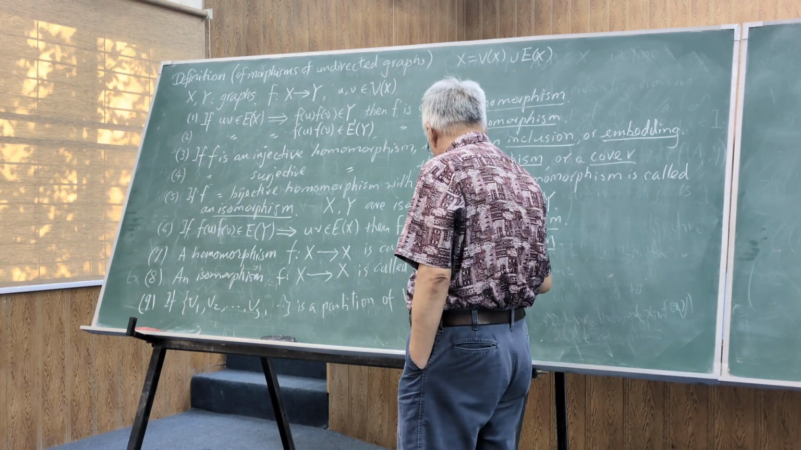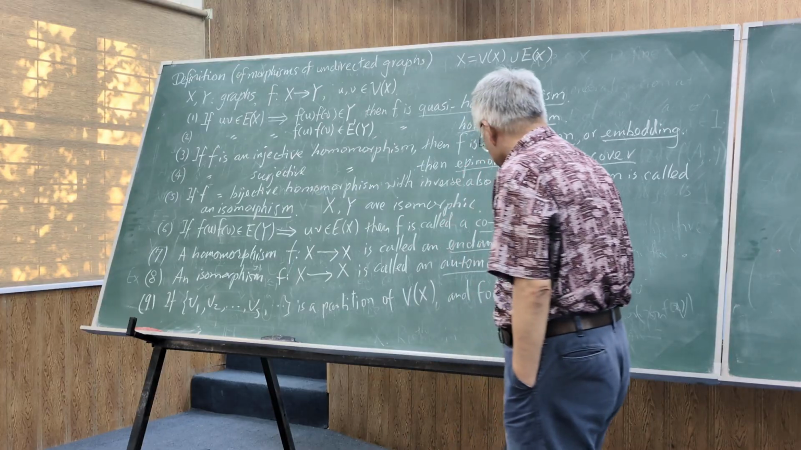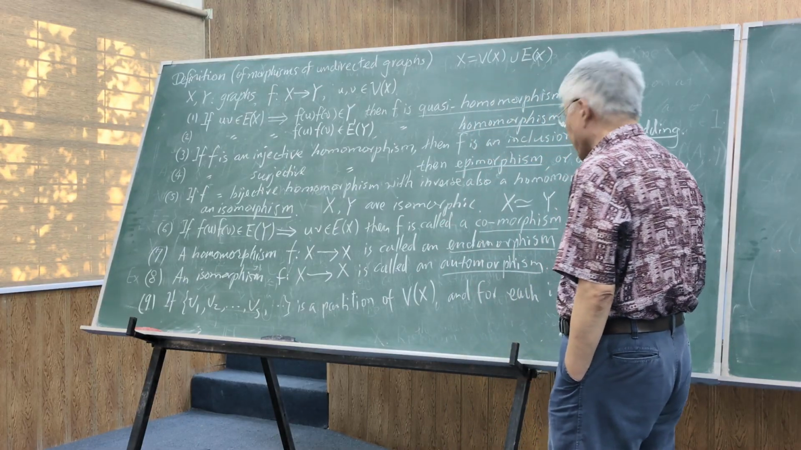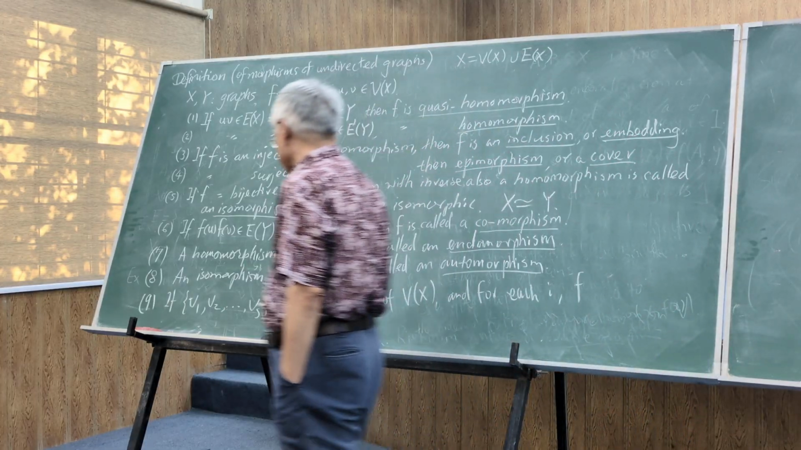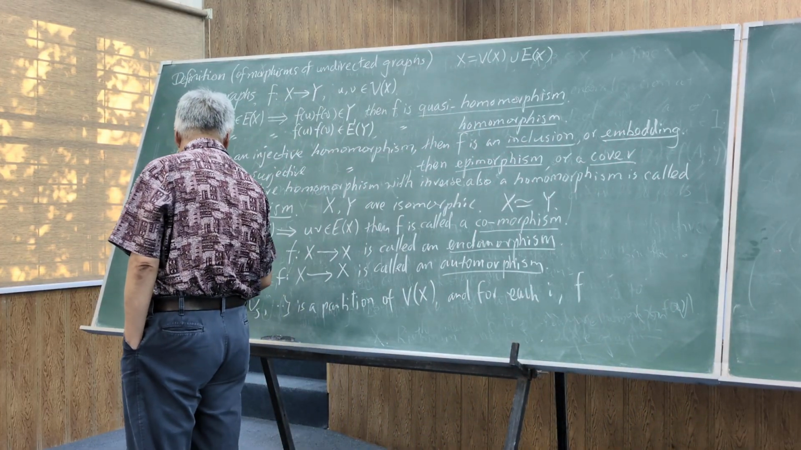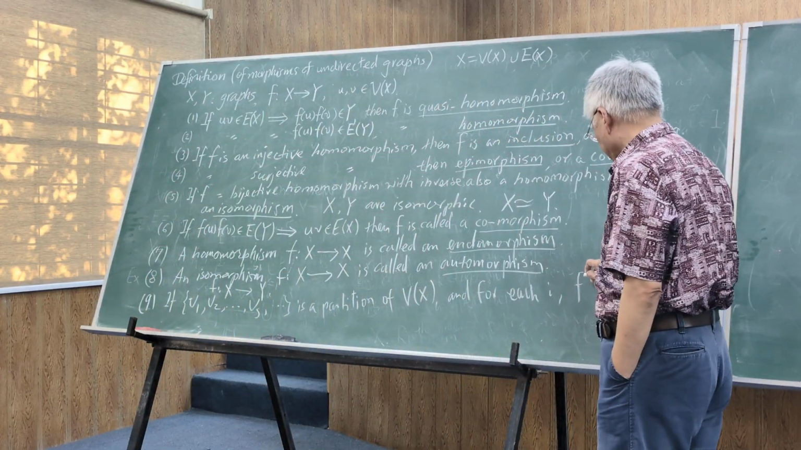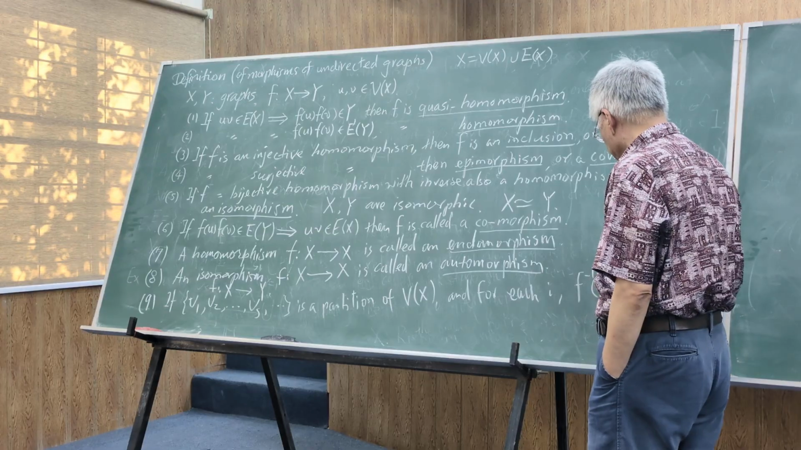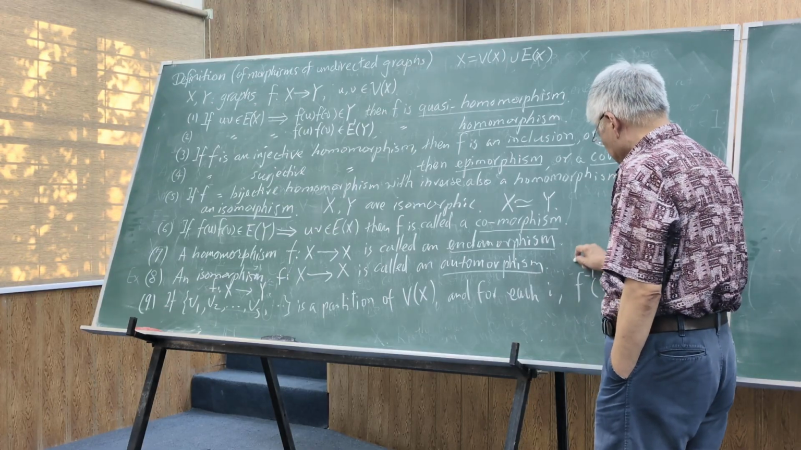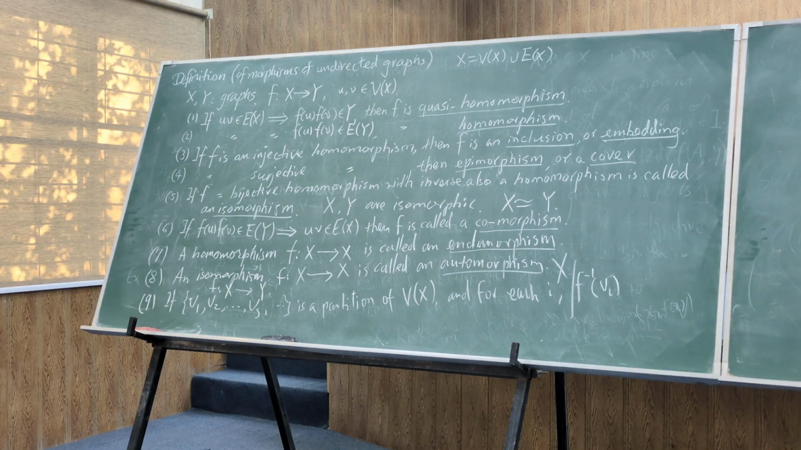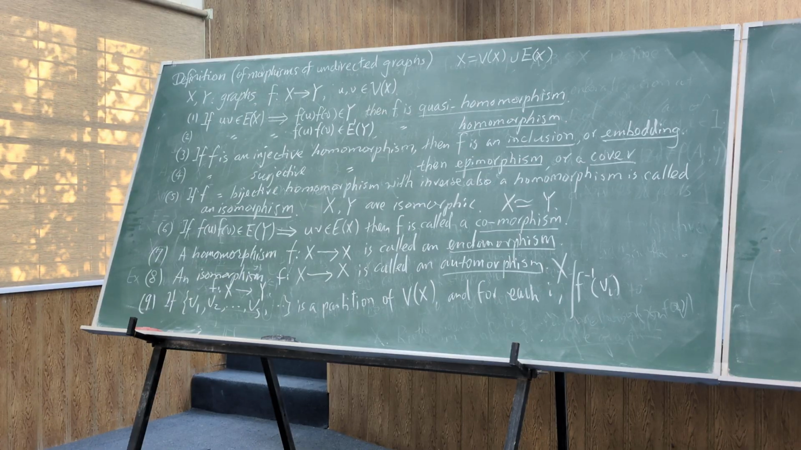And for each index set I, F is a mapping, we have to say F is from X to Y. If F inverse of Vi, the graph induced by the inverse image of every vertex in Y, which is a subset of the vertex set of X, this set induces a connected subgraph.